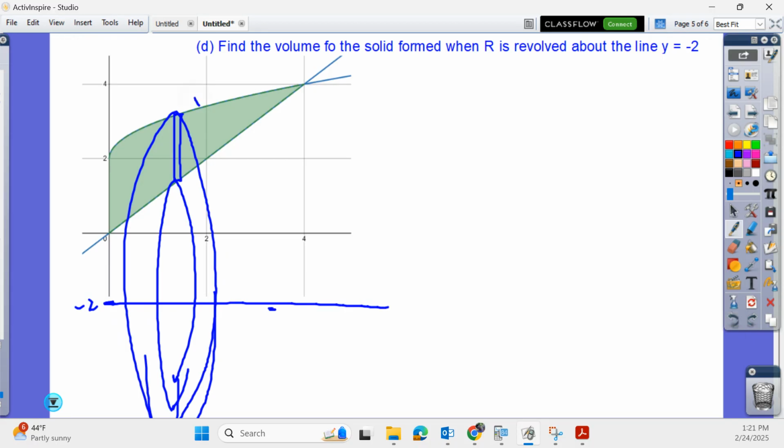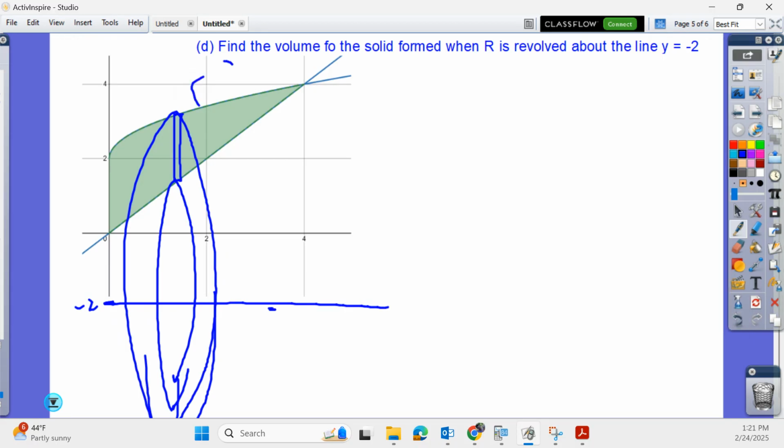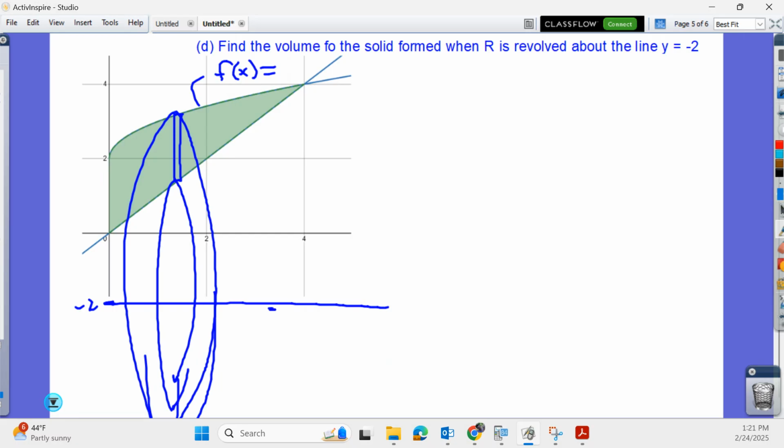So again, this top curve is, I believe, was called f of x. It equals the square root of x plus 2. And then this bottom curve was just g of x equals x. And let's set it up. We're going to get the volume. It's going to be an integral. I'm leaving room for pi in front because we're going to need that. In fact, I'll just put it now.